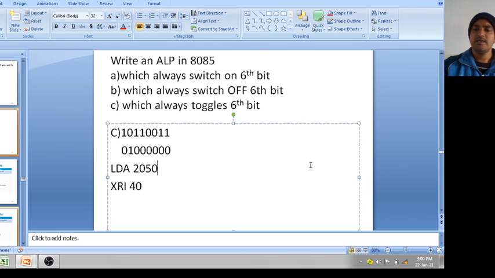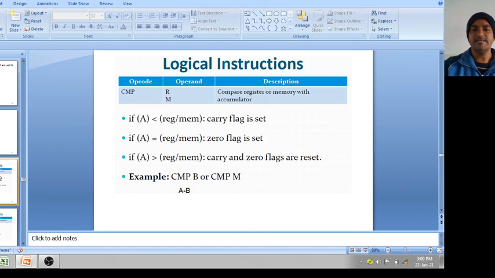Okay, the next instruction is compare. You are already aware of the magnitude comparator. In a magnitude comparator, it gives 3 outputs: A greater than B, A less than B, A equal to B. So the operands will be C and B. One operand must be the accumulator and the second operand will be R or M or data. Suppose I am writing this, compare B.